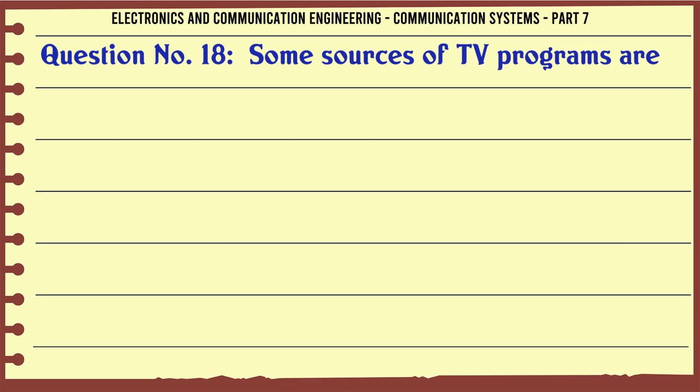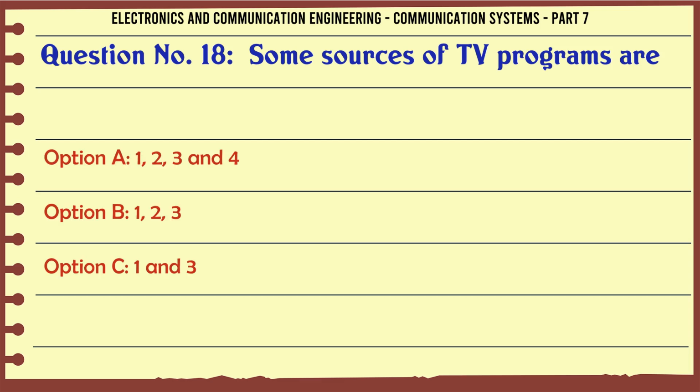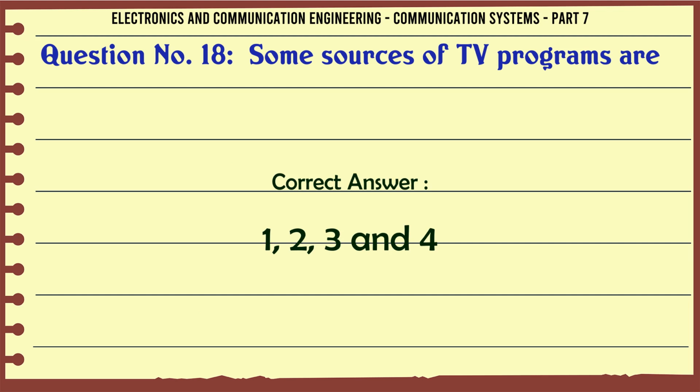Some sources of TV programs are A, 1, 2, 3 and 4, B, 1, 2, 3, C, 1 and 3, D, 1, 2 and 4. The correct answer is 1, 2, 3 and 4.